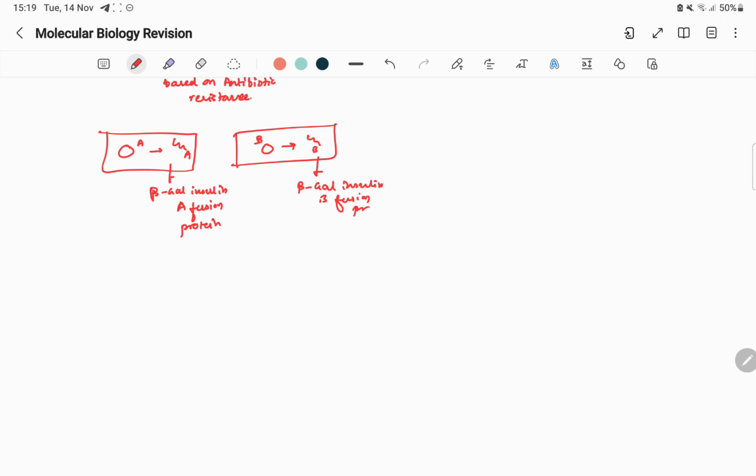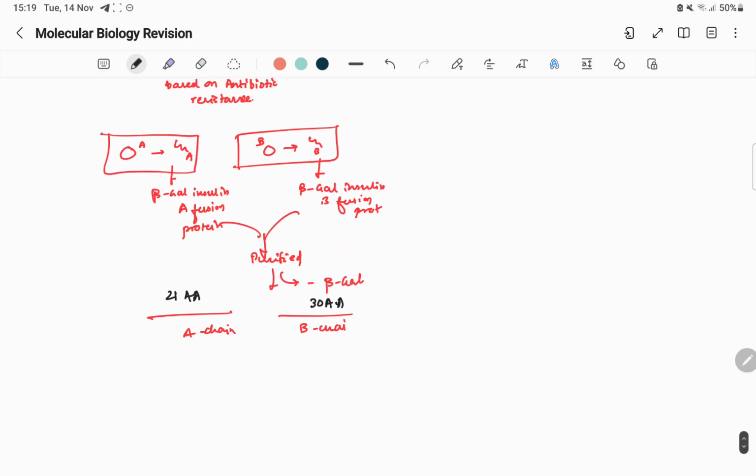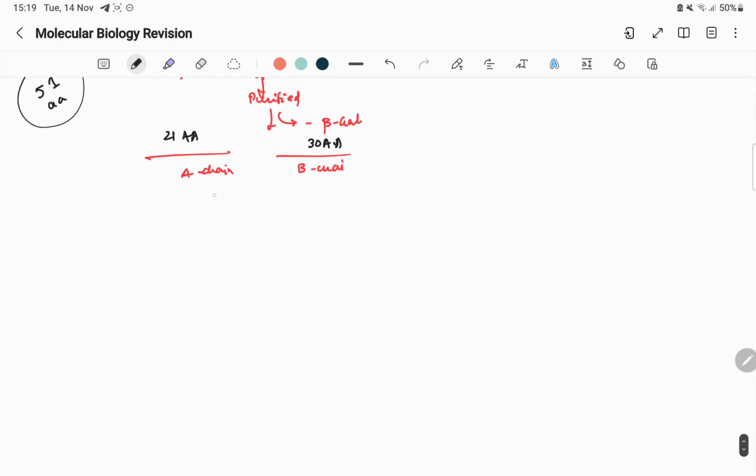Both fusion proteins are then purified, and beta-gal is removed. So you get the A chain and the B chain. The A chain has only 21 amino acids, and the B chain has 30 amino acids. So insulin is a hormone of 51 amino acids. The A chain and B chain are combined by disulfide bonds to produce the functional insulin.